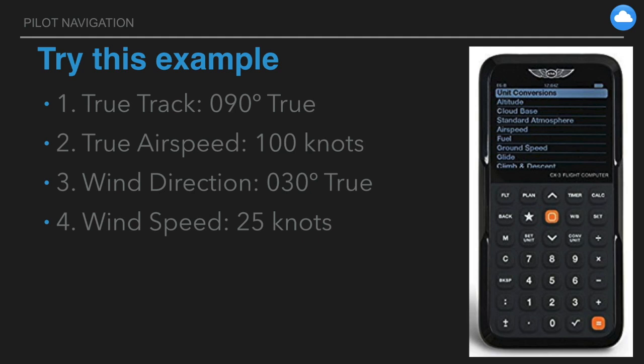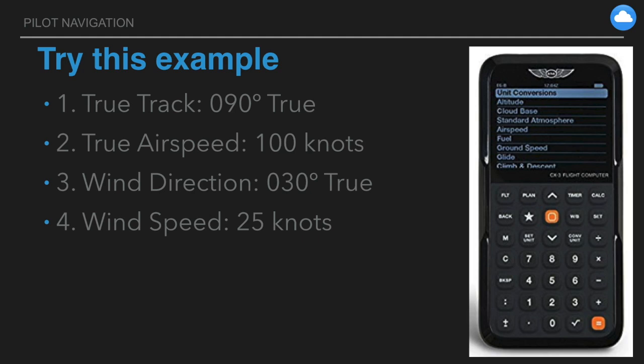I want you to pull your CX2 or CX3 out, whatever you have. I laugh when people think this is hard, because when we had the E6Bs and those things, that was hard. But before that, we didn't have that. We had graph paper. We drew this on graph paper.